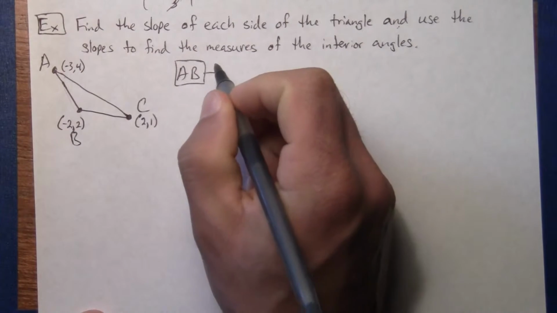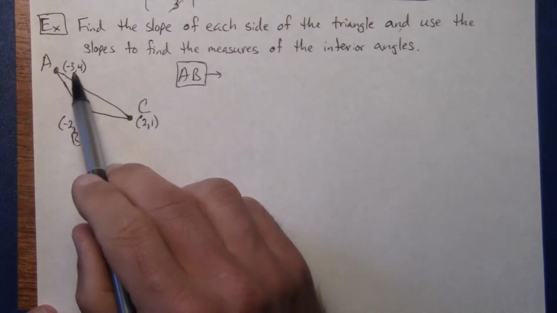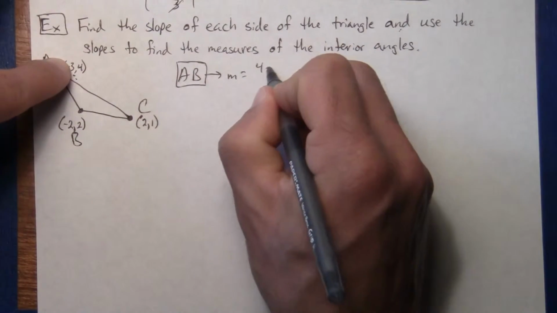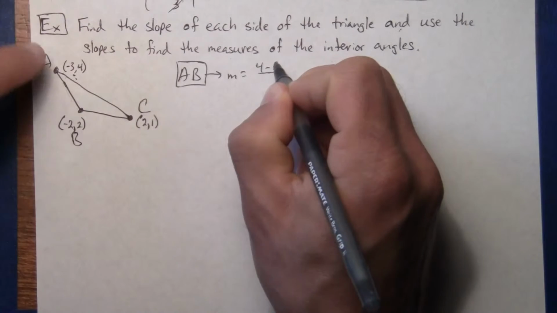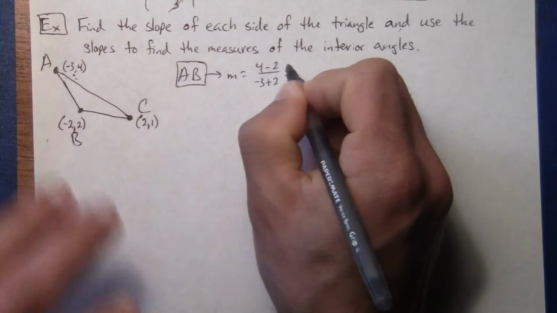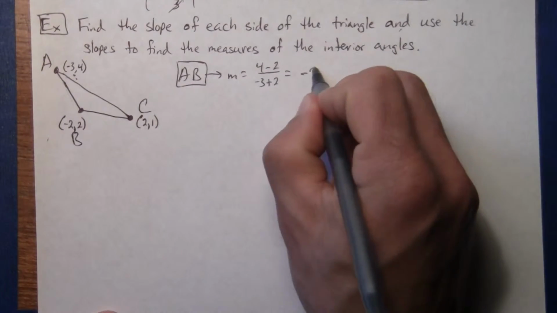So remember, slope is y minus y divided by x minus x. So doing this, I'm going to start with A. My slope would be 4 minus 2 divided by negative 3 minus a negative 2, or plus 2. So my slope for AB looks like it's 2 over negative 1, or it's negative 2.